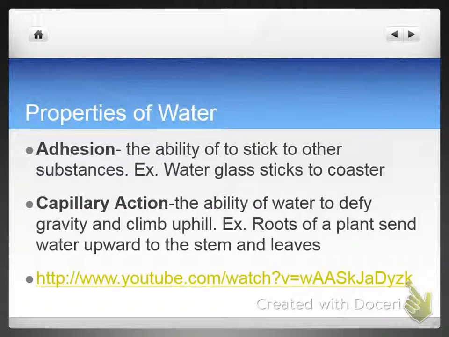So when you remember when we did the penny, we were talking about independent and dependent variables, and you were able to pile the drops on top of the penny. That property is adhesion.